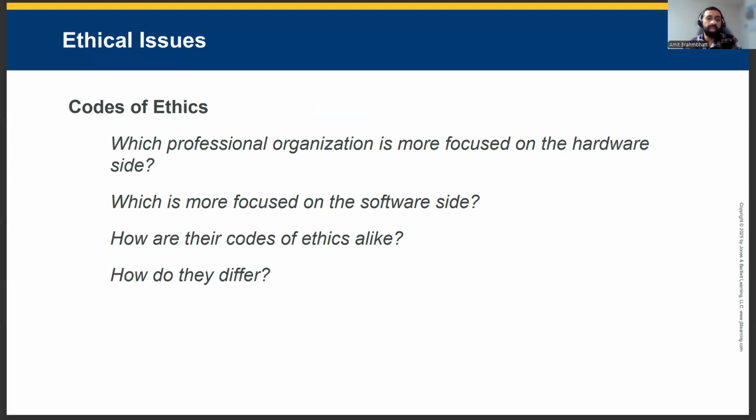Before closing, consider the ethical dimension. Different professional organizations publish codes of ethics that guide hardware and software practice. Compare how hardware-focused and software-focused groups frame safety, integrity, privacy, and professional responsibility. Spotting the overlap helps you act consistently across roles. So think of questions like: how are codes of ethics alike, which is more focused on the software side, and how do those codes differ?